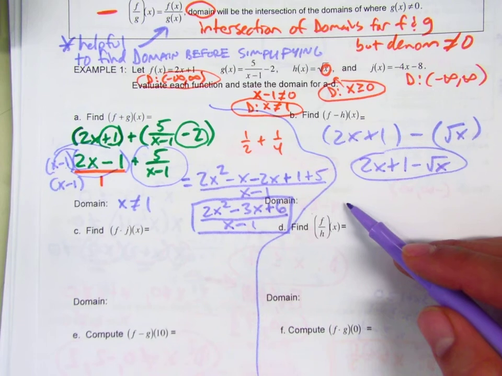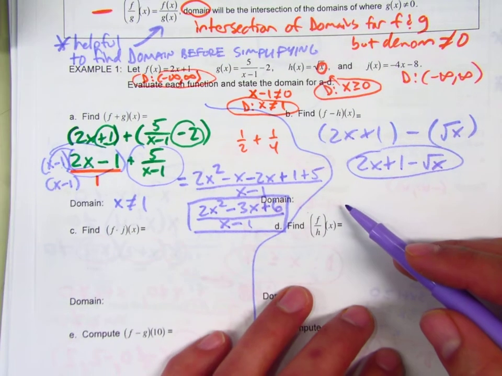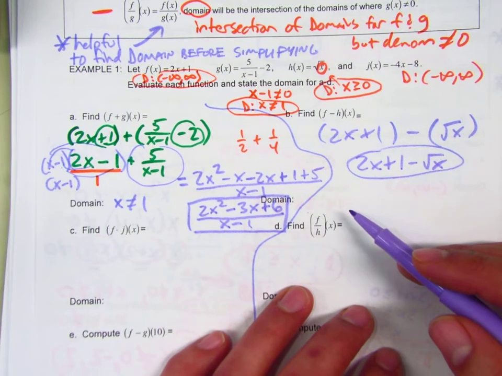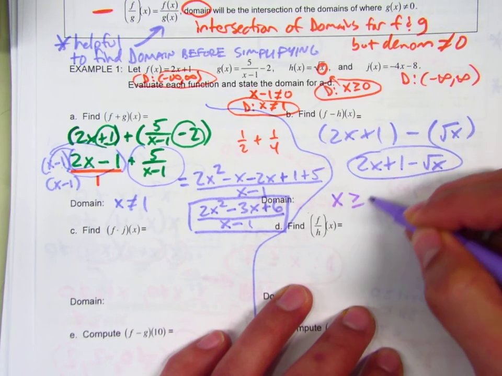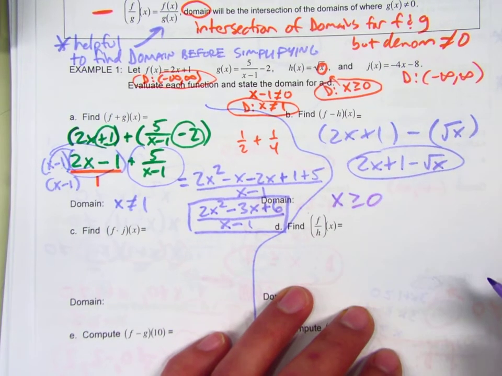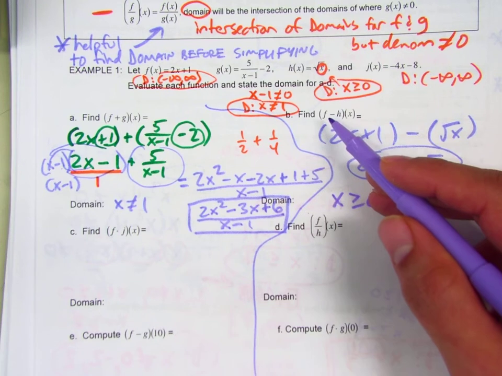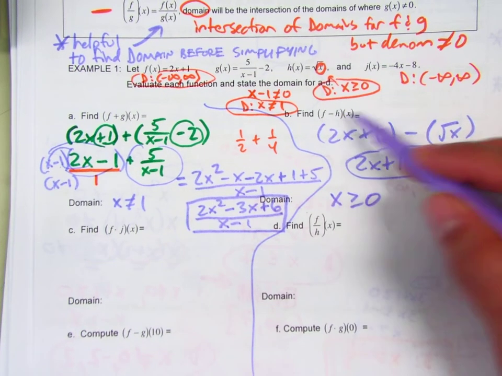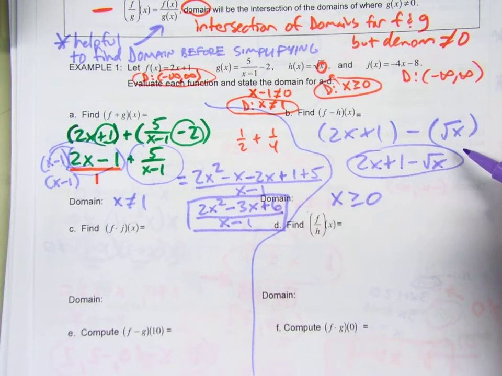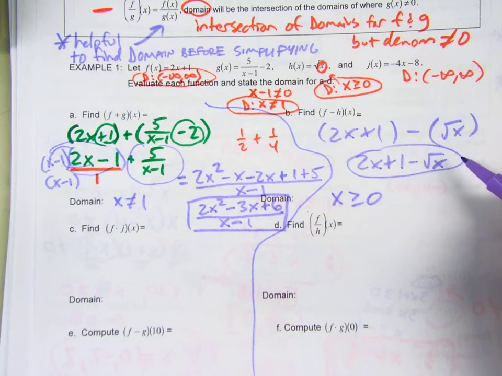What's the domain going to be for this one? Good. Okay. f, all real numbers. Cool. h, however, has a greater than or equal to 0 domain, so we're going to use that one instead. Okay.